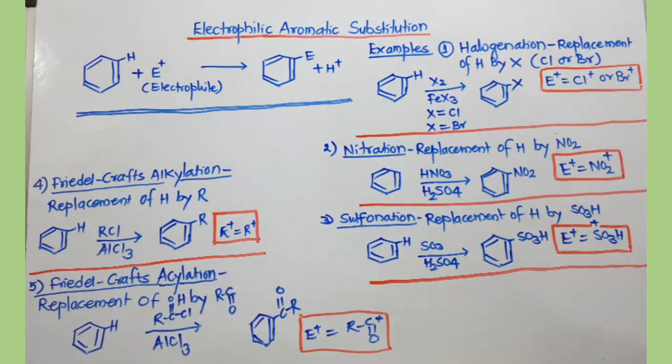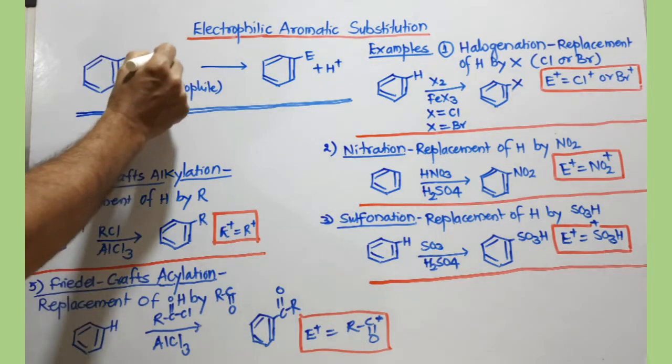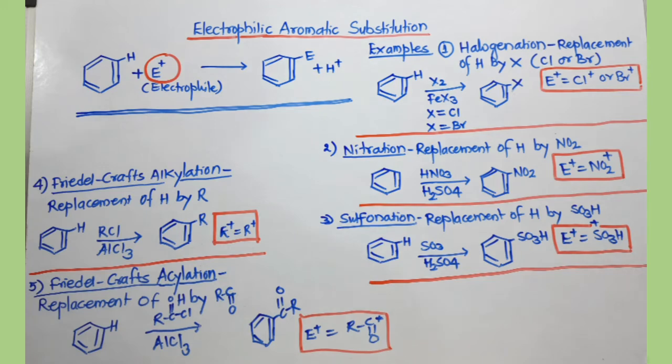Electrophilic aromatic substitution. This is a common reaction of aromatic compounds. I have taken a benzene ring here, and we will consider these electrophiles. An electrophile is an electron deficient species, lacking electrons. E plus means electrophile, which is an electron deficient species.